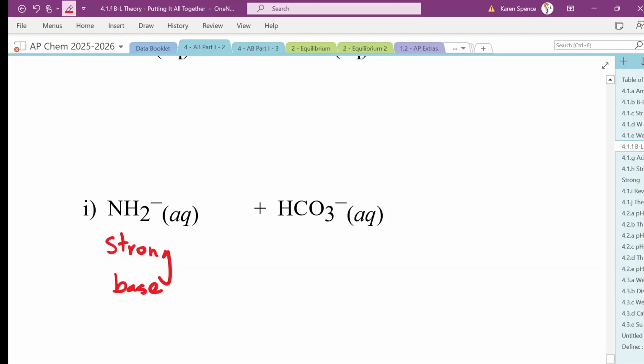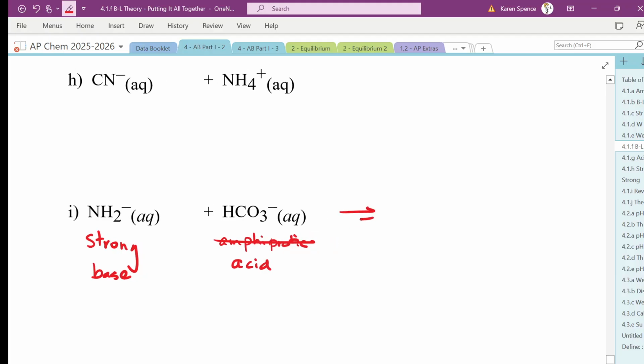Okay, so NH2 minus is a strong base. HCO3 minus is amphiprotic. But because it is working with a strong base, HCO3 minus must act as the acid. So it's going to be the acid. So we will end up with then NH3 plus CO3 2 minus, and I have made a mistake already.